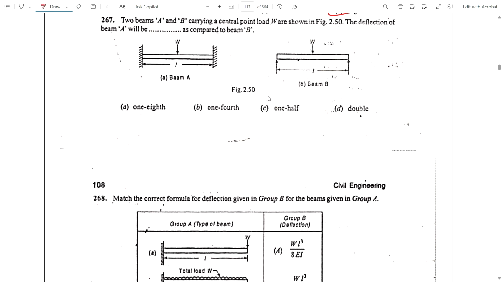Now coming to 267: two beams A and B carrying a central point load, as in the figure. Beam A is a fixed beam. What will be the deflection of beam A? For a fixed beam the deflection A is W L cube by 192 EI, isn't it?